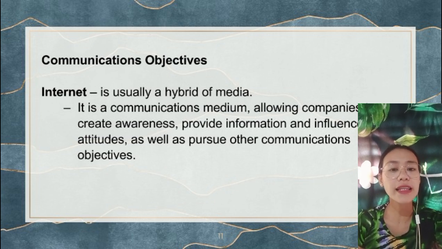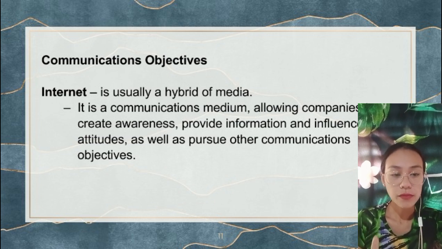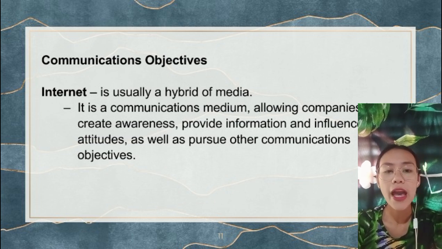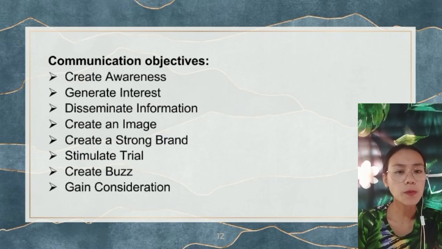So the internet is a global network of billions of computers and other electronic devices. With the internet, it's possible to access almost any information, communicate with anyone else in the world, and do much more. You can do all of this by connecting a computer to the internet, which is also called going online. So here are the communication objectives.